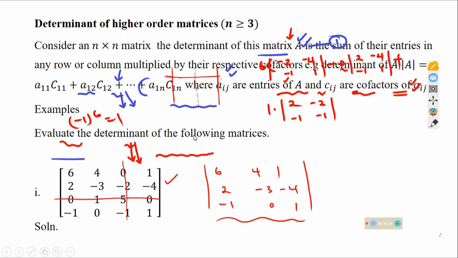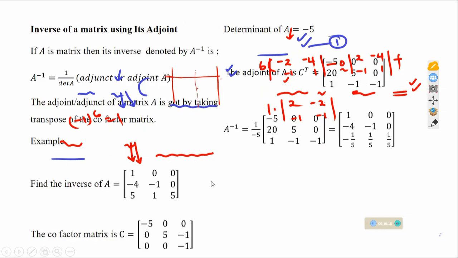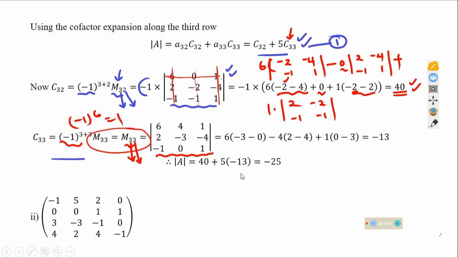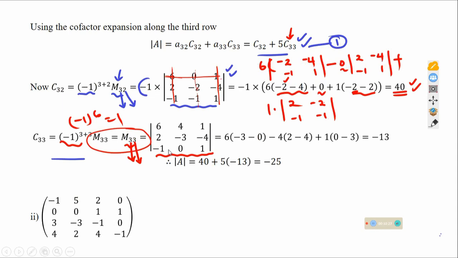6, 4, 1, 2, negative 3, negative 4, then negative 1, 0, 1. So this is the matrix we are talking about. That is the matrix that is obtained after eliminating the third row, third column. So from there, then look at the determinant, how to get the determinant of a 3 by 3. We are aware of that.